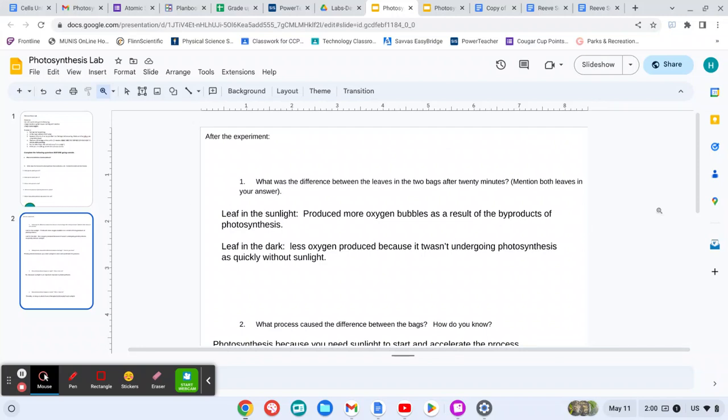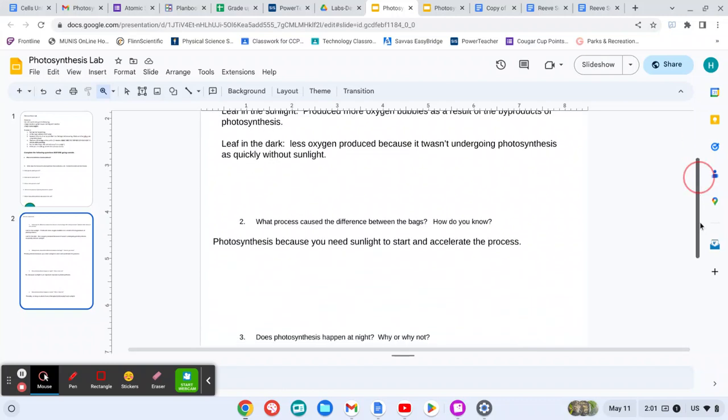The leaf in the sunlight produced more oxygen bubbles as a result of the byproducts of photosynthesis. And what that means is the leaf in the sunlight gave off oxygen as a byproduct. Leaves and plants consider oxygen to be waste. They give them off. And the leaf in the dark, less oxygen produced because it wasn't undergoing photosynthesis as quickly without sunlight. And we noticed that because there were very few bubbles in the bag in the one in the dark.